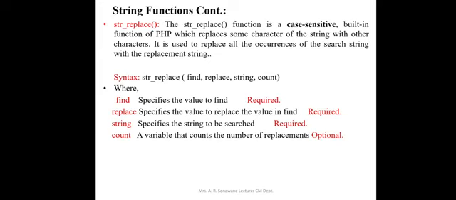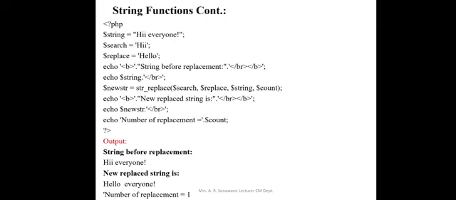Replace specifies the value that you wish to replace the value of find with. It is also a compulsory attribute. String specifies the string to be searched, meaning the value which is to be searched from the string. It is nothing but your input string. This parameter is also compulsory. And count is a variable that specifies the number of replacements, and it is actually the optional attribute.